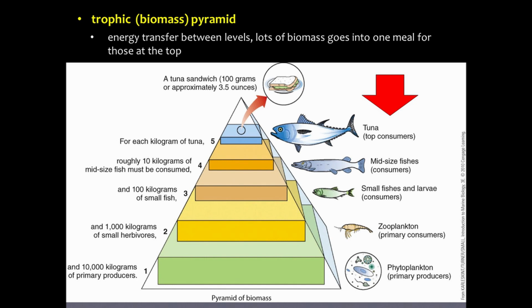And we see that for every kilogram of tuna that might be going in to make a sandwich, roughly 10 kilograms of mid-sized fish must be consumed. For a mid-sized fish, it has to consume roughly 100 kilograms of small fish. So that sandwich that you eat represents a massive amount of energy passing up through that trophic pyramid from level to level to level.